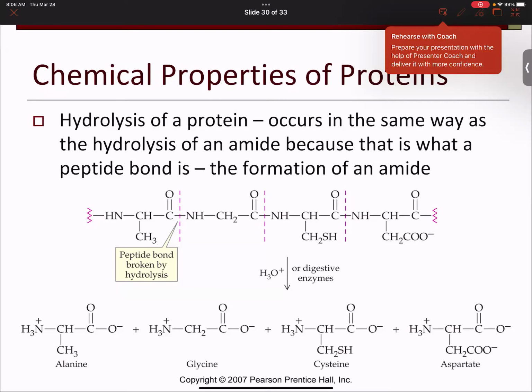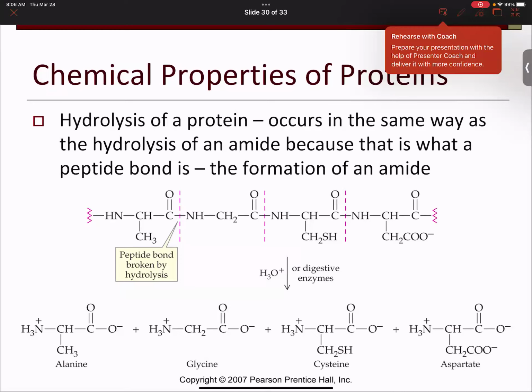After that, we started talking about how you can destroy a protein. One way to do it is by using hydrolysis. The hydrolysis is the exact same process that we talked about in chapter 17 for the hydrolysis of an amide bond. Basically, hydrolysis of an amide bond means breaking the C double bond O N bond and adding water into the structure.